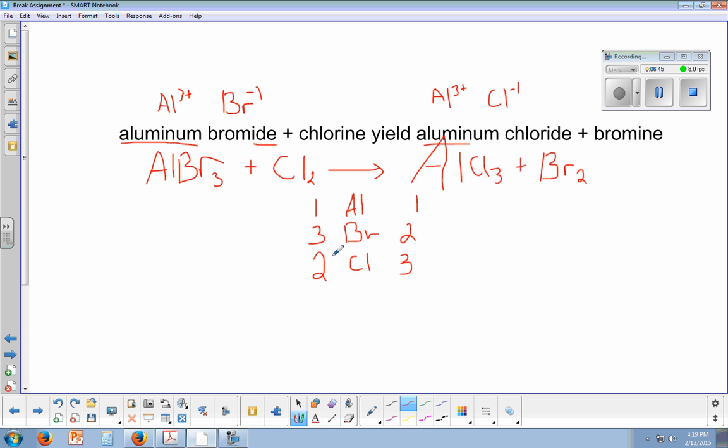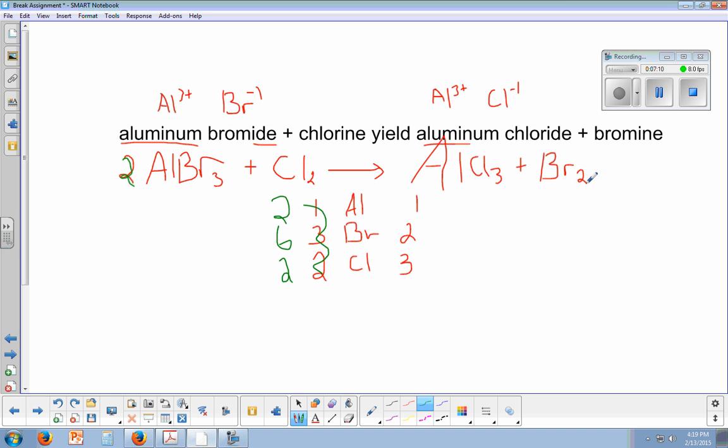So what would I have to multiply my bromine by to give me 6? I would have to multiply it by 2. So I'm going to start by putting a 2 here. Okay, actually, let me use a different color so we can see it. So 2, and when I do that, I recalculate. Now I have 2 aluminum and 6 bromine, and I still have my 2 chlorine. So I want to do the same thing on this side. I want to make bromine 6.